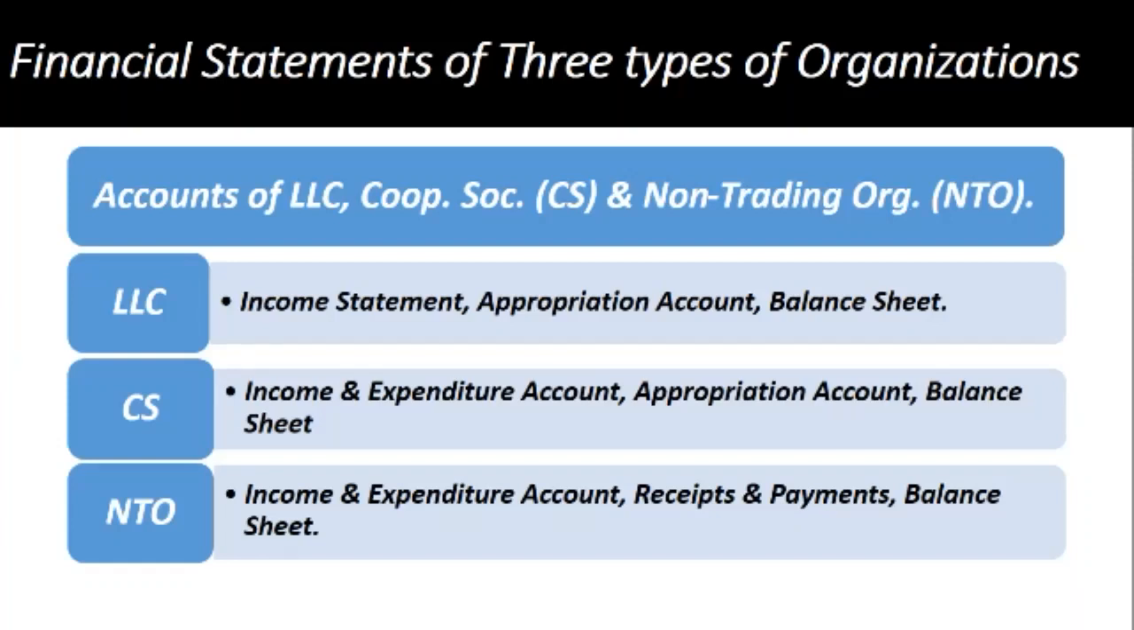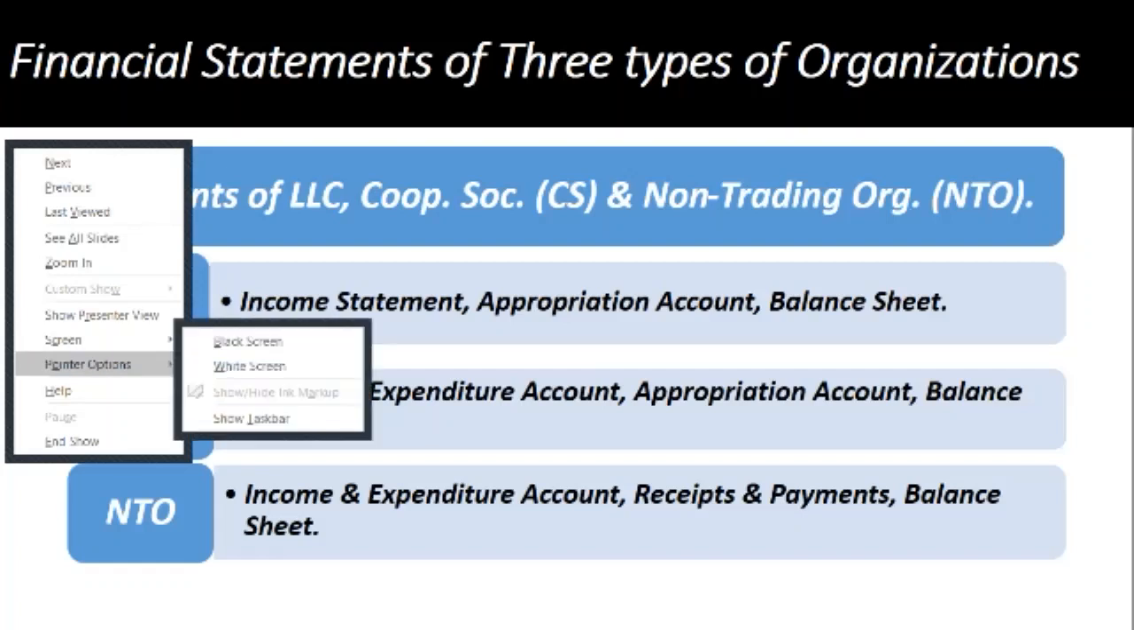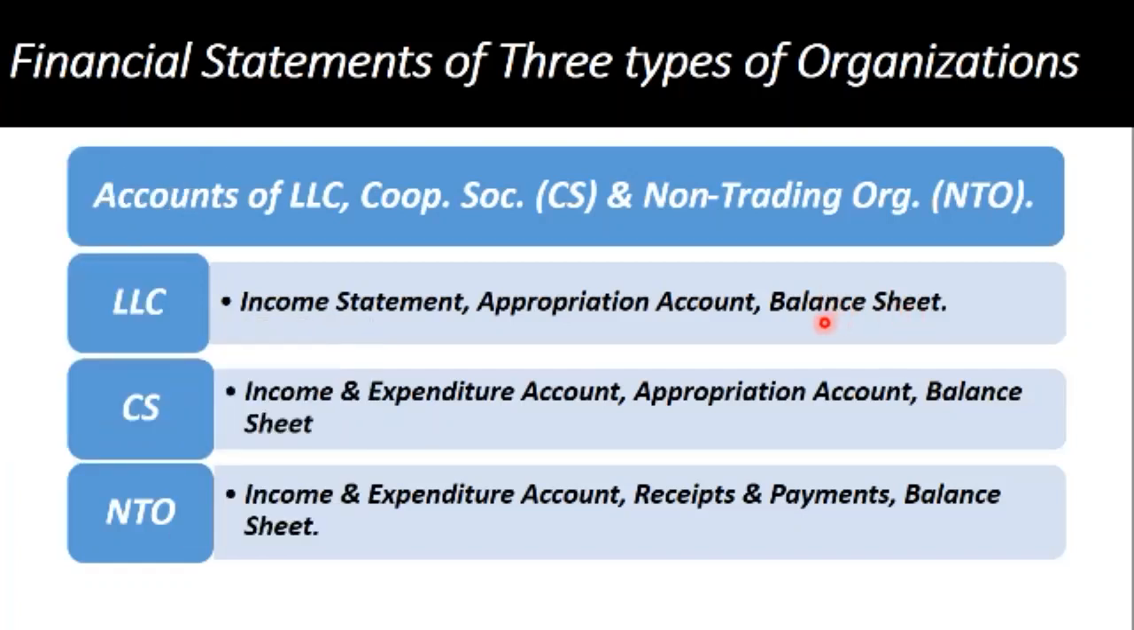organization that we have to learn to prepare financial statements for, the limited liability company, the cooperative society, and a non-trading organization. For the limited liability company, we have income statement, appropriation account, and a balance sheet. We have covered all those, except we have not looked at the balance sheet here yet. This we will look at next term.